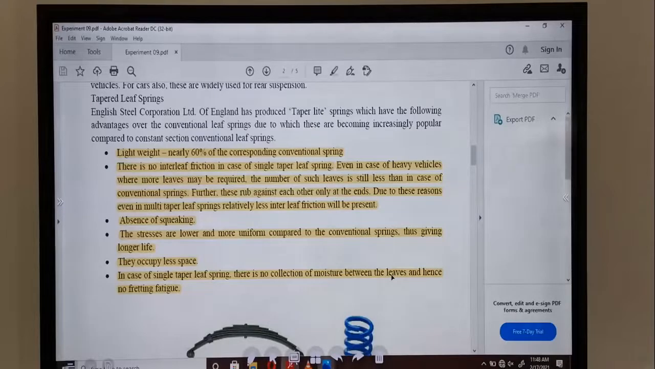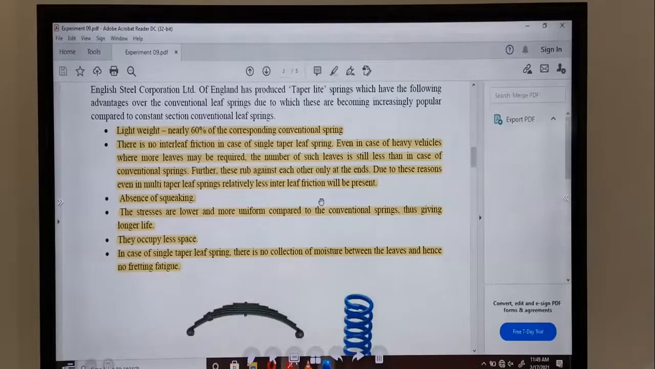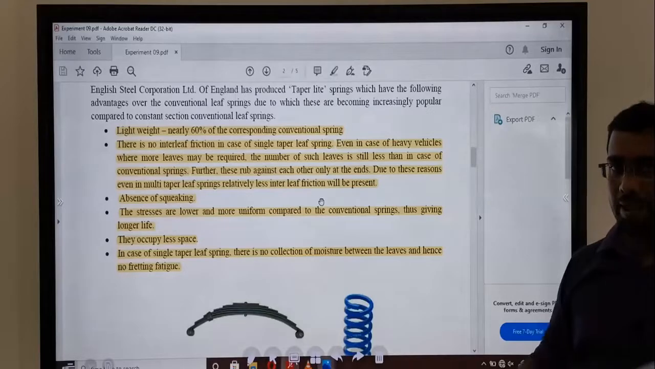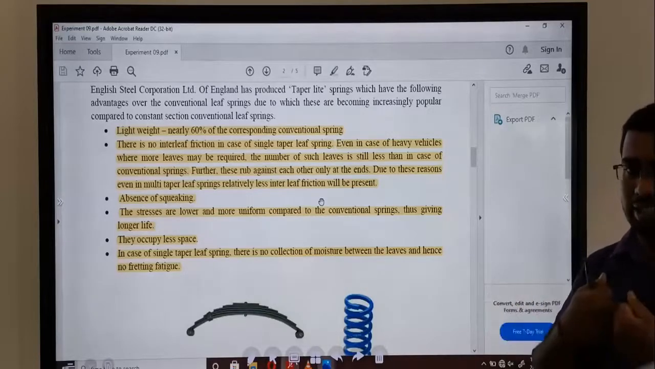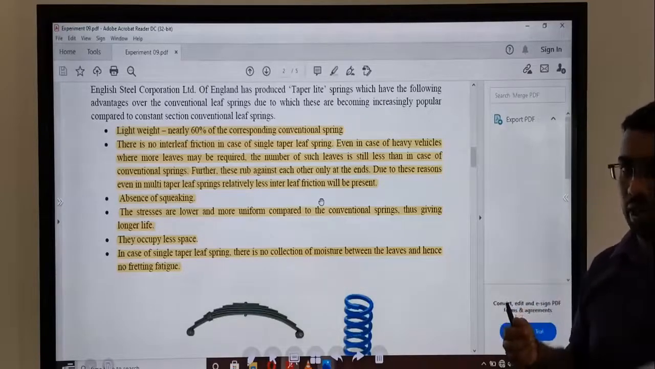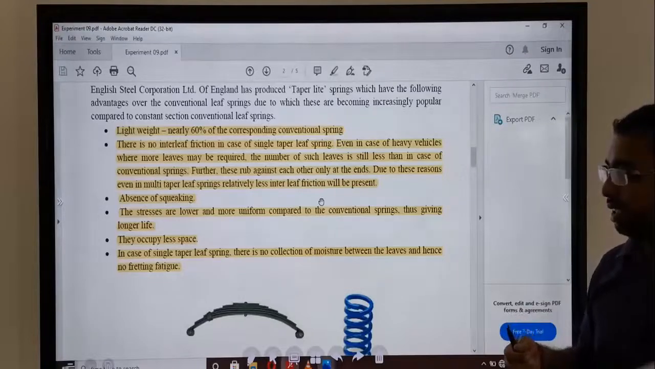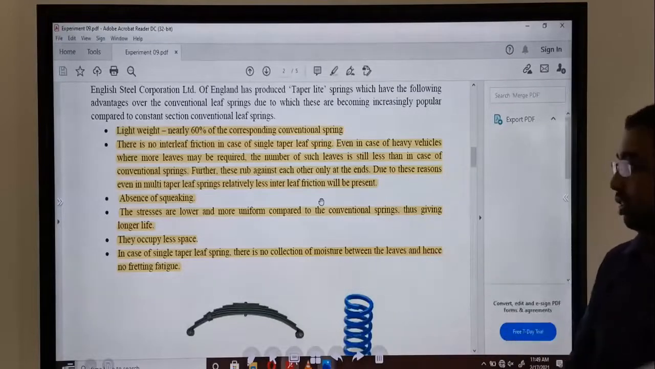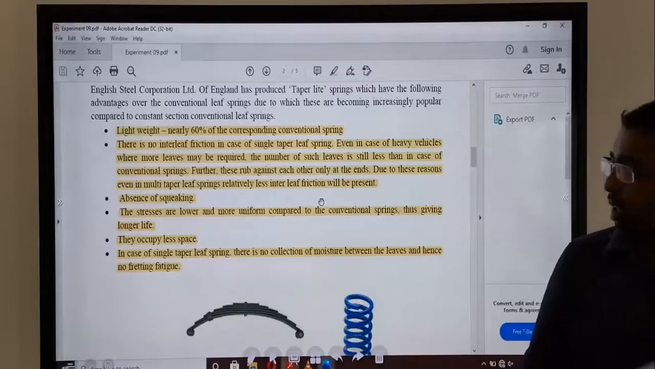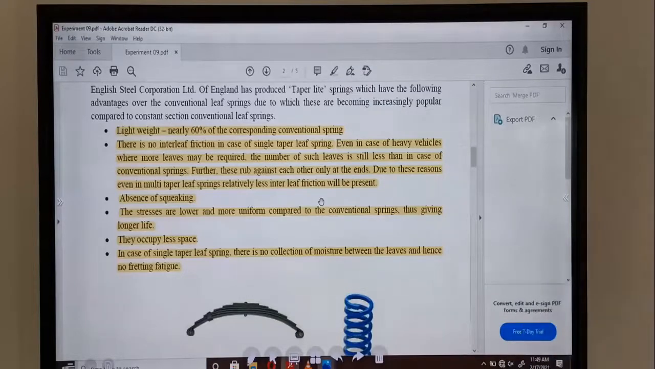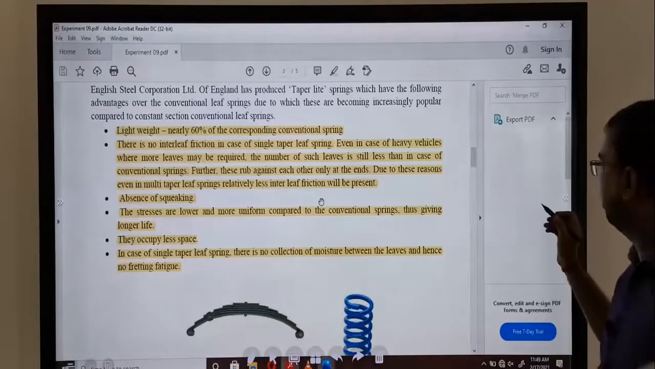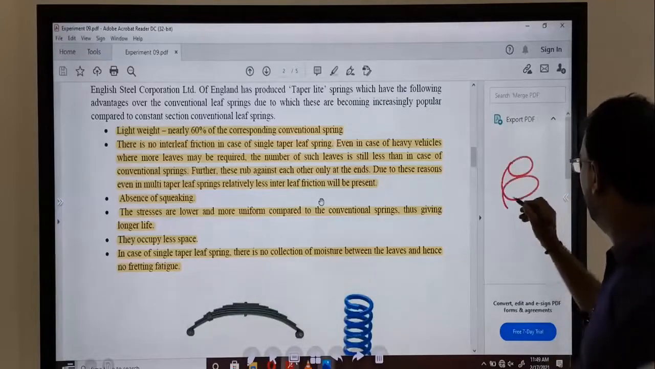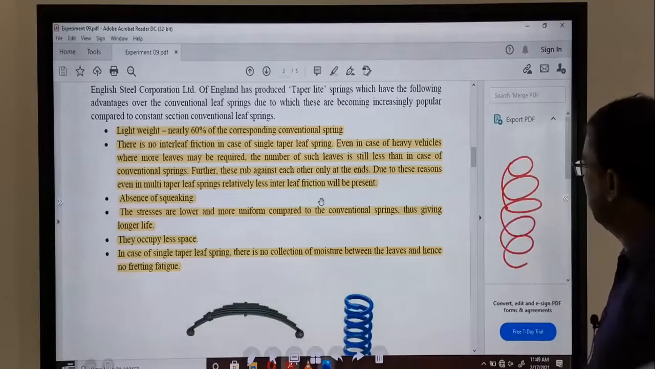Absence of squeaking. Squeaking means sound. When two metal parts touch or crash, we can observe a sound, like a rattling or squeaking sound. So this leaf spring has an absence of squeaking. The stresses are lower and more uniform compared to the conventional spring, thus giving longer life. For example, there is a spring, like this.